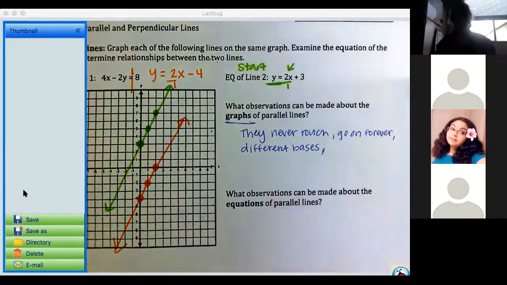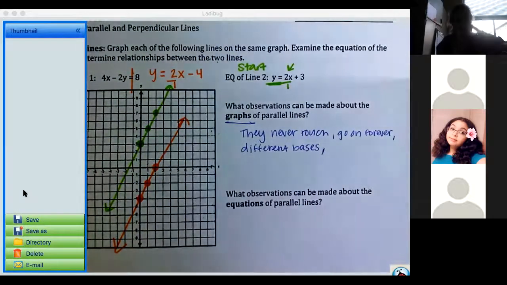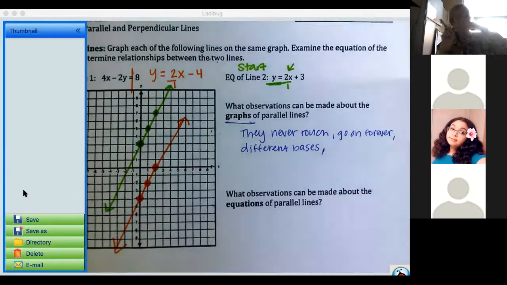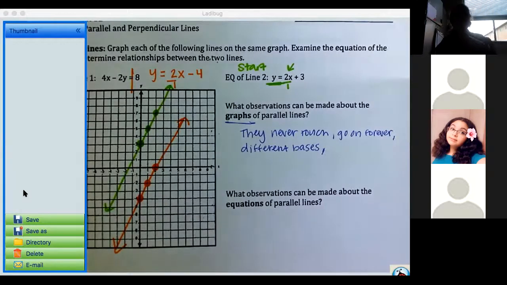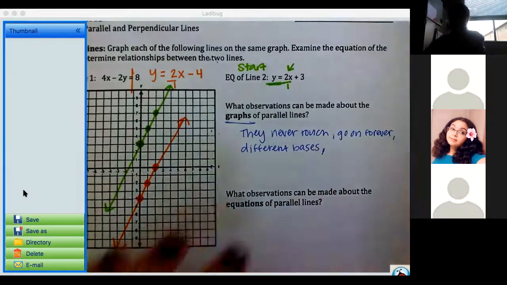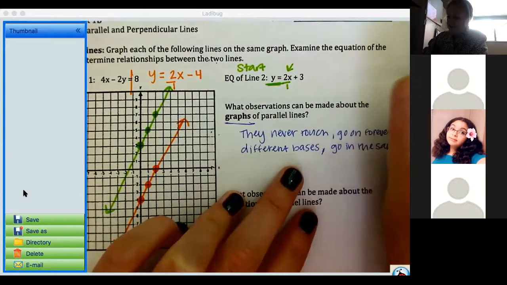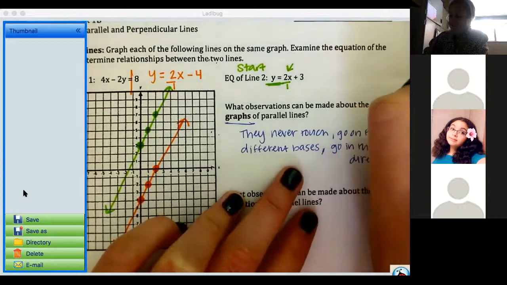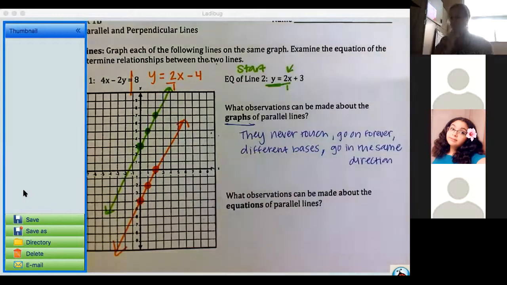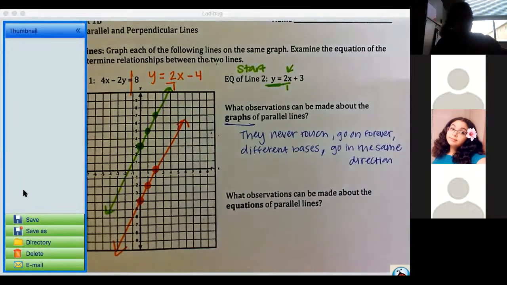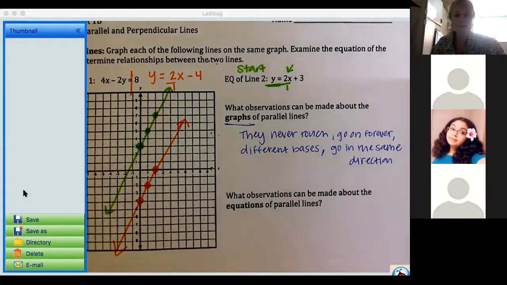There is one more I'm looking for though. Which way are they both pointing? To the right, I guess. They're going up and to the right, right? Both of them. So parallel lines go in the same direction. That is a big one. Questions on our graph observations? No, y'all are good?